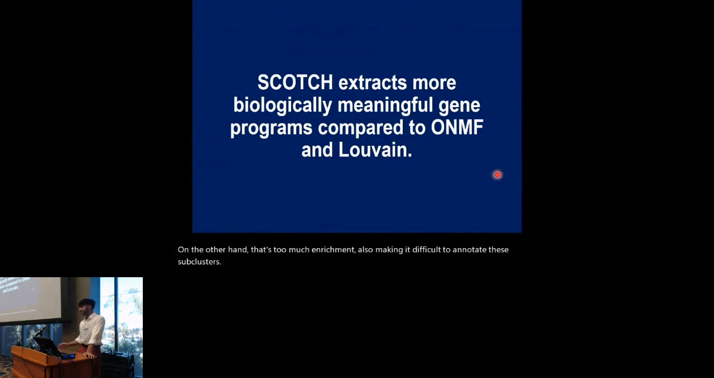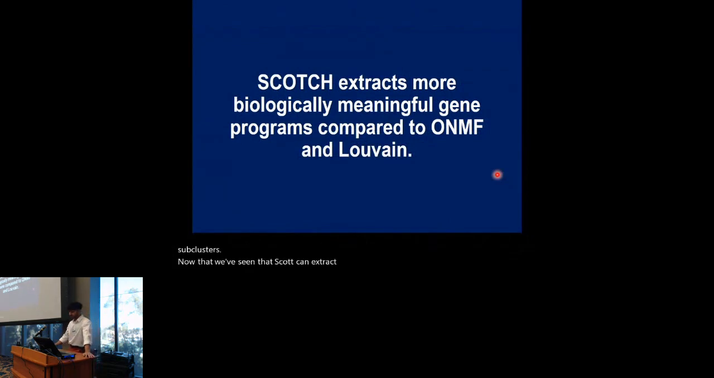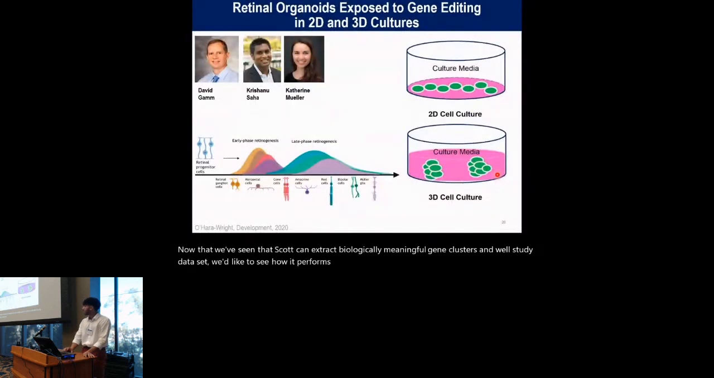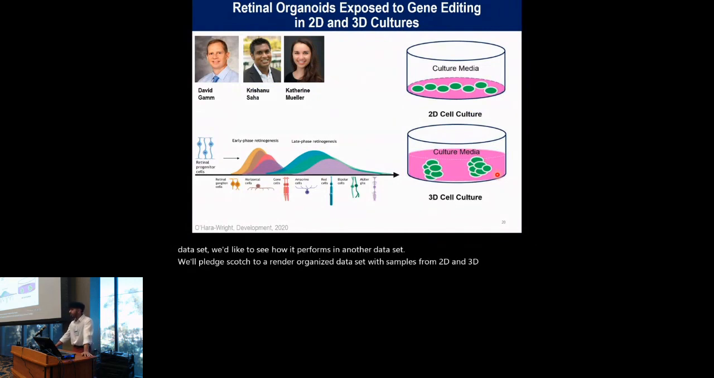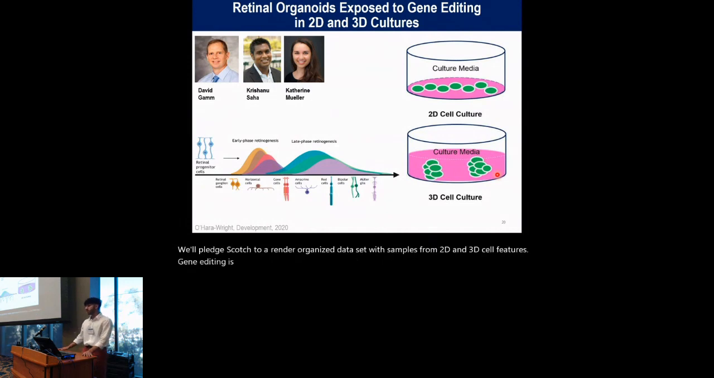Now that we've seen that Scotch can extract biologically meaningful gene clusters in a well-studied data set, we'd like to see how it performs in a novel data set. We apply Scotch to a retinal organoid data set with samples from 2D and 3D cell cultures. Gene editing is more tractable in 2D cells. However, the dissociation process from 3D to 2D causes different cellular phenotypes to arise. We're interested in identifying these phenotypes using Scotch.